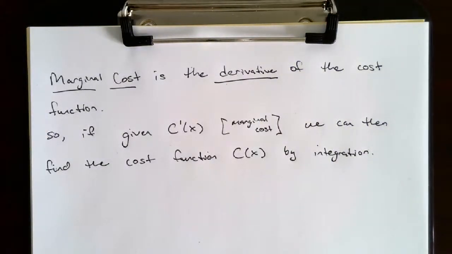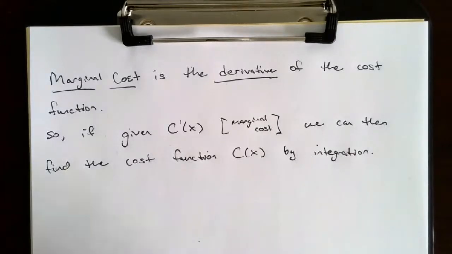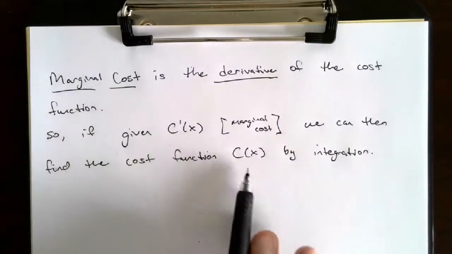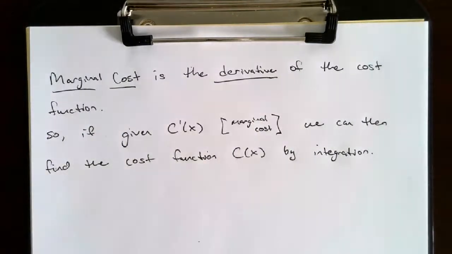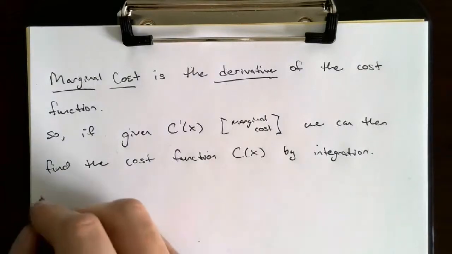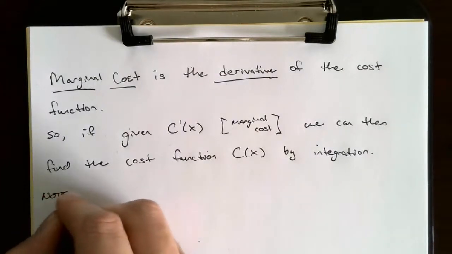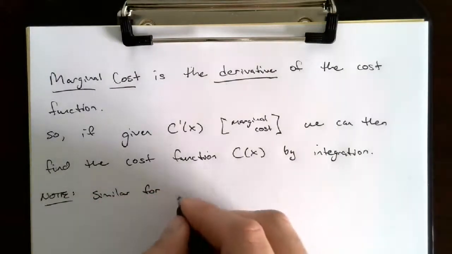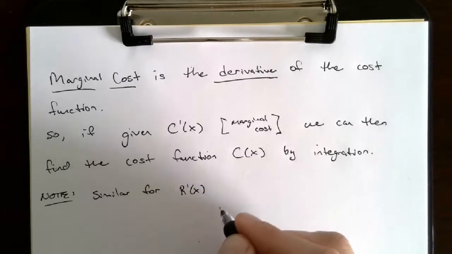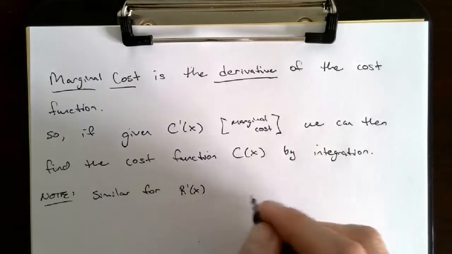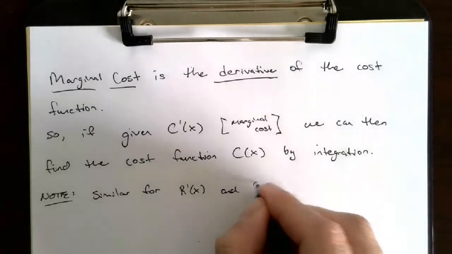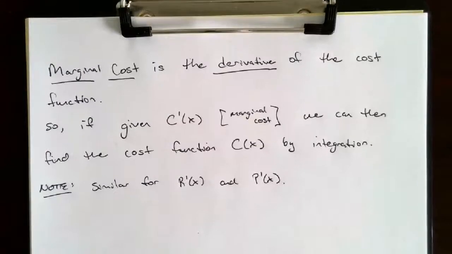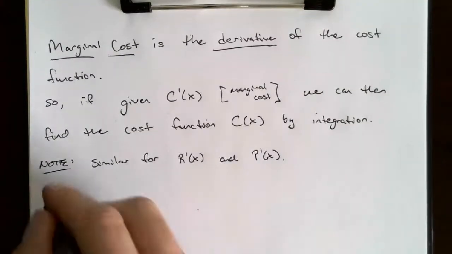So, if they give you marginal cost, right, marginal cost is the derivative of the cost function. So the antiderivative of that would just be the cost function. That's why we're saying we can find c of x by integration. And then just as a note, it's similar for r prime of x, meaning the marginal revenue function, and p prime of x, the marginal profit. So let's take a look at an example that uses this.